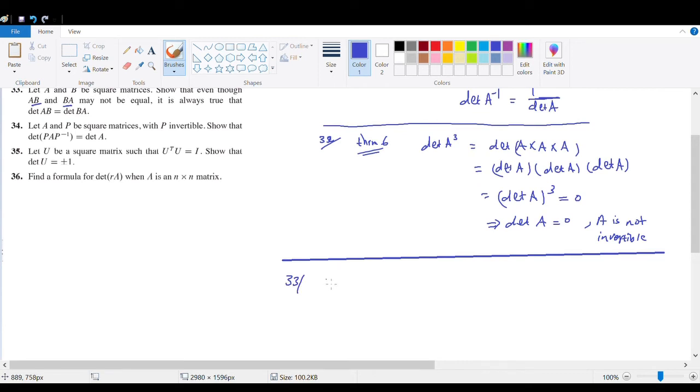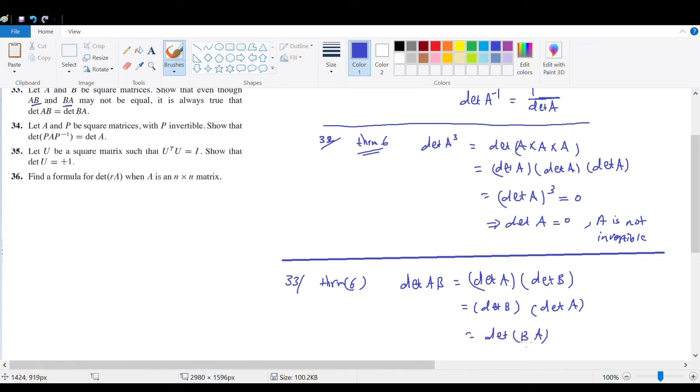So for 33, by theorem 6 again, determinant of AB is equal to determinant of A multiplied by determinant of B. Since both of them are numbers, we can swap. So this will give us determinant of B multiplied by determinant of A, which is equal to determinant of BA. So determinant of AB is equal to determinant of BA, and we prove this.